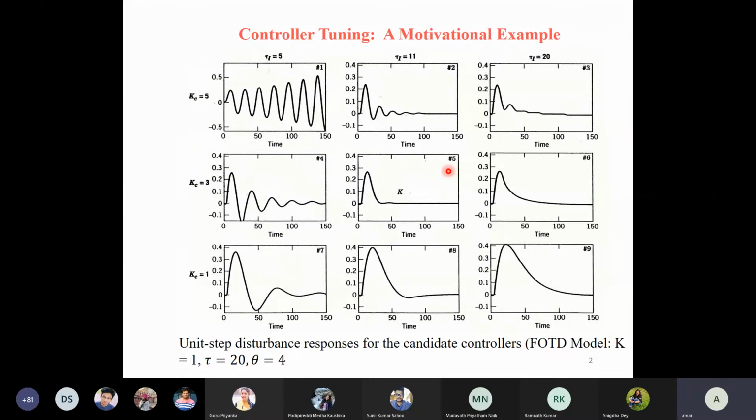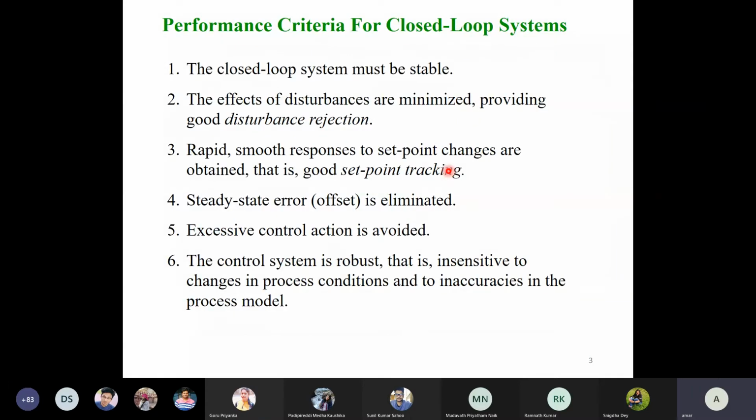So the next thing is, there are two aspects. One is the performance criteria. What should be the performance criteria? And second is the performance measure. So let us see what the performance criteria are. When we are controlling a system, first, the closed loop system must be stable. Secondly, the effects of disturbances are minimized, providing good disturbance rejection. And third, a rapid, smooth response to set point changes is obtained, that is, good set point tracking.